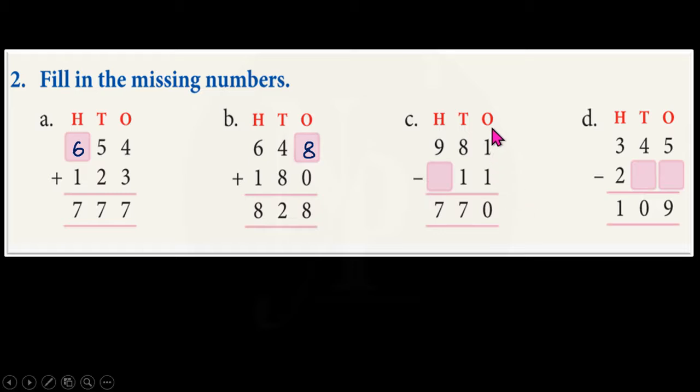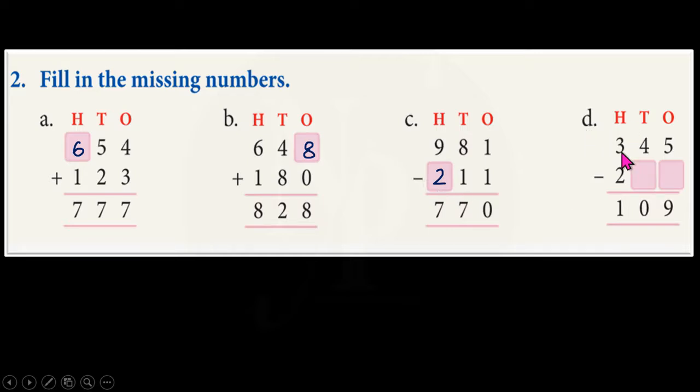Look here. In the ones column, you have 1 and 1. Subtracting 1 from 1, you get 0. And subtracting 1 from 8, you get 7. And we are having 9 here in the hundreds column. On subtracting which number from 9, we get 7? Yes, it should be 2. That is, on subtracting 2 from 9, we get 7 as difference. So you should write 2 in this box.